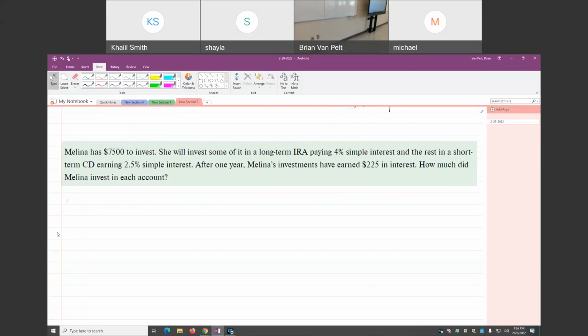First, before you do anything, if you read that the $7,500 is being broken into 2 pieces, can you tell me what the 2 pieces are? What are you going to call them right off the bat? Sure. $7,500 that she's investing, some into one and the rest into the other. How much do you want to say she's putting in at 4%? What do you want to call that quantity? Since you don't know, call it X. How much does that leave? 7,500 minus X. So some is X and the rest is 7,500 minus X. Those are your two amounts.